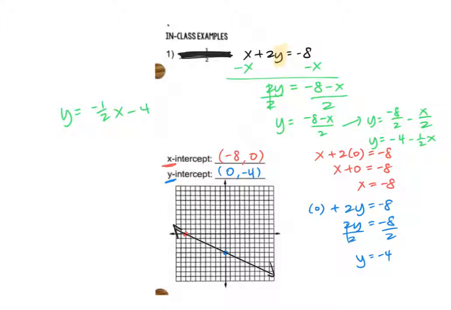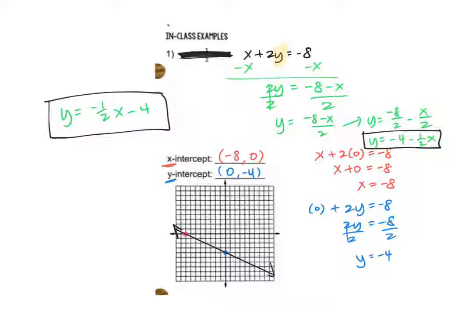So to be a little bit more specific, what happened was I'm taking this -8 and I'm dividing it by 2 to get -4. And then I'm taking this portion, -x divided by 2, and I get -1/2 x because -1 divided by 2 is -1/2. Your final answer could be this right here, or it could be this right there.